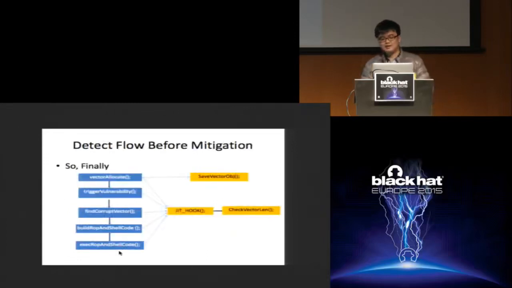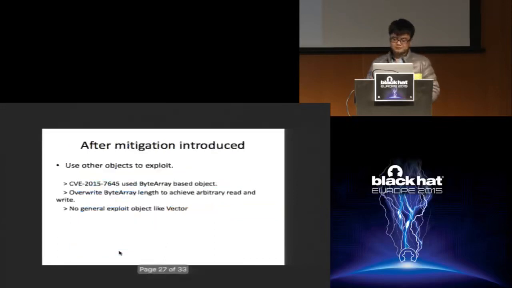So finally, the detection flow before mitigation is like this. In the vector allocated steps, I can save the vector object address. And in the JIT hook functions, I can use the saved vector objects to check the vector length. This is perfect before mitigation, but after mitigation was introduced, things changed.